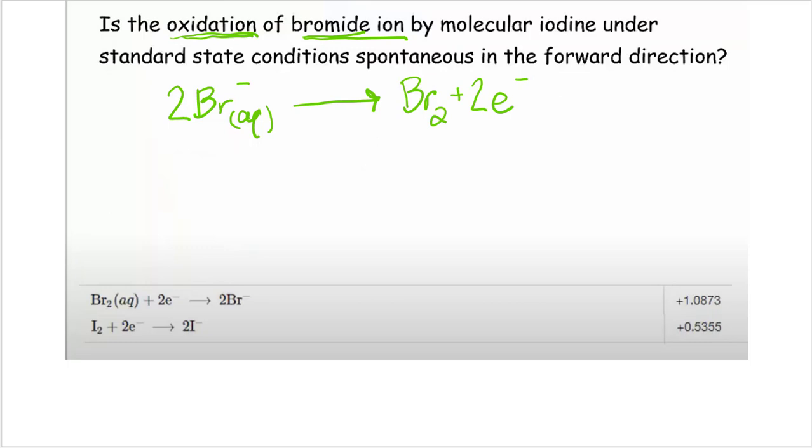And notice that that looks pretty similar to down here on my reduction table. It's just flip-flopped, because remember, on my reduction table those are all reductions, and this is an oxidation, so it's just flipped. So this is my oxidation, and we're given a voltage of 1.0873. So if bromine is being oxidized, that means that iodine is being reduced.